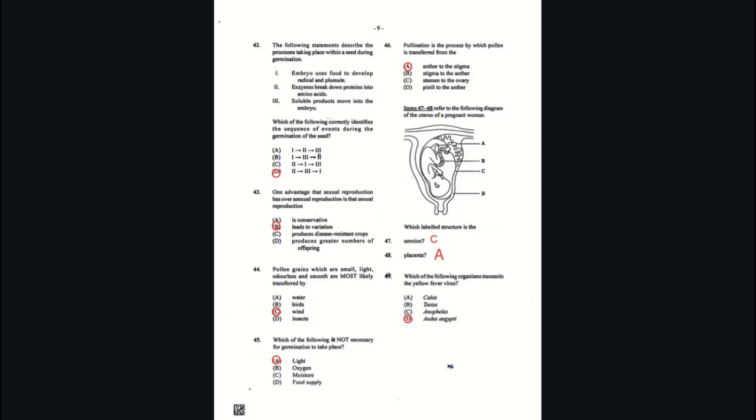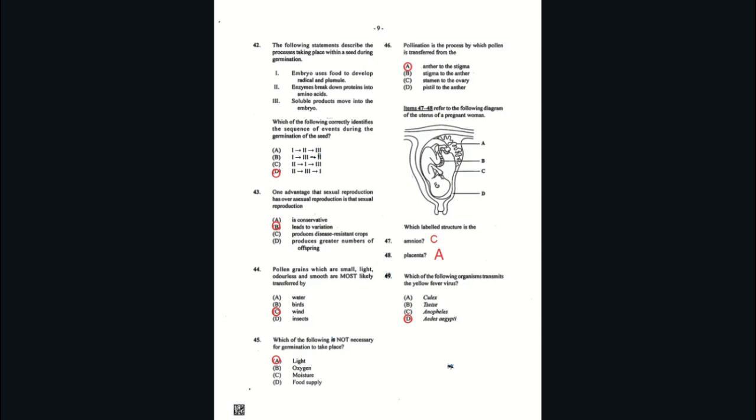So 47 and 48 refer to the following diagram of the uterus of a pregnant woman. Which labeled structure is the amnion and which is the placenta? So the amnion would be the structure labeled C and the placenta would be the structure labeled A.